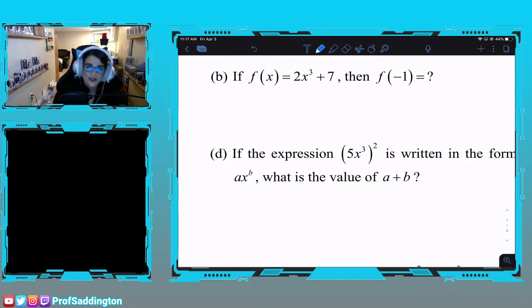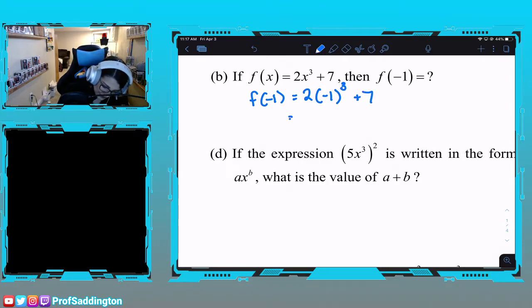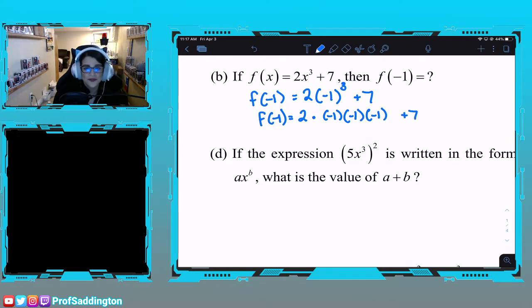And then if I was going to use it to evaluate, so if I have f of x equals 2x cubed plus 7, and I want to find f of negative 1, as we've seen before, we just substitute in negative 1 for our x. And that cubed is only attached to the negative 1. So this really, if I was going to break this apart, would be 2 times negative 1 times negative 1 times negative 1. And then that plus 7 off to the side.